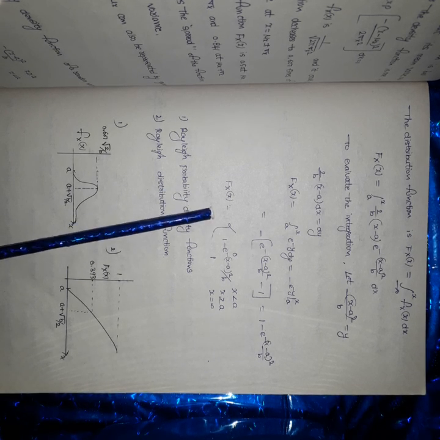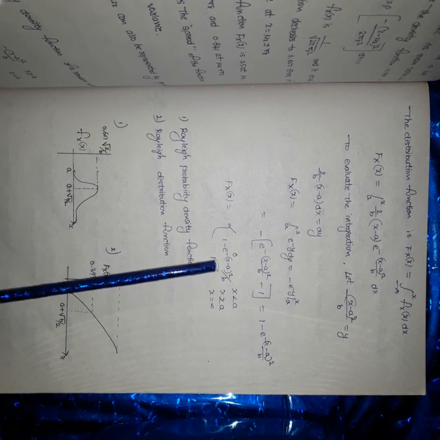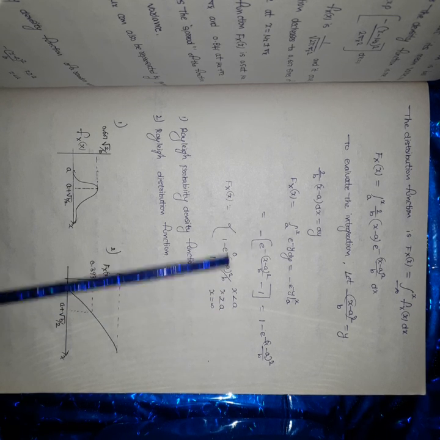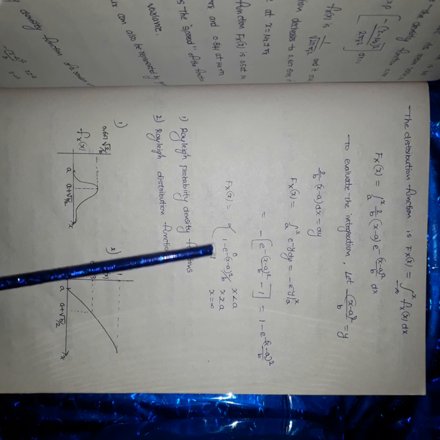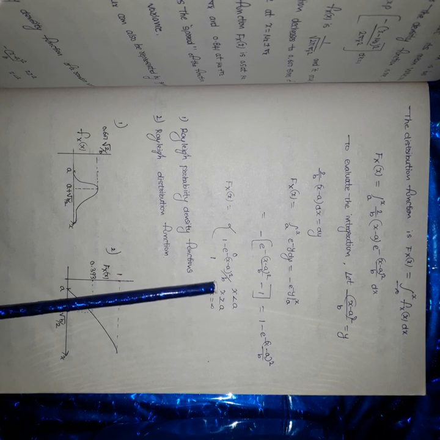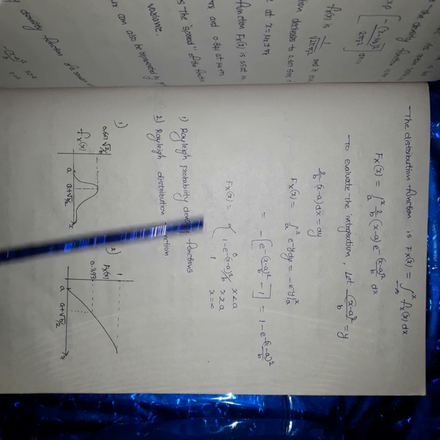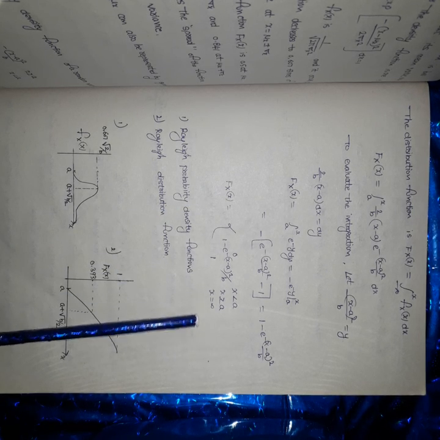Here F_X(x) is equal to 0 when x is less than or equal to a, and 1 − e^(−(x − a)²/b) if x is greater than or equal to a. The value is 1 when x is equal to infinity.